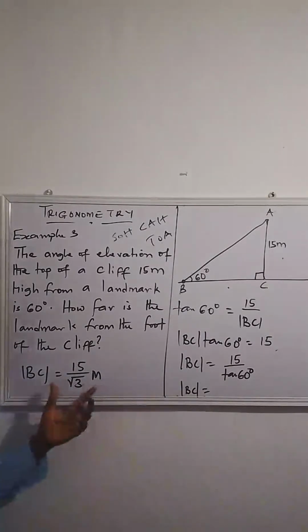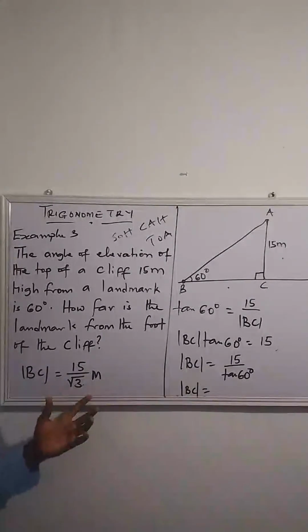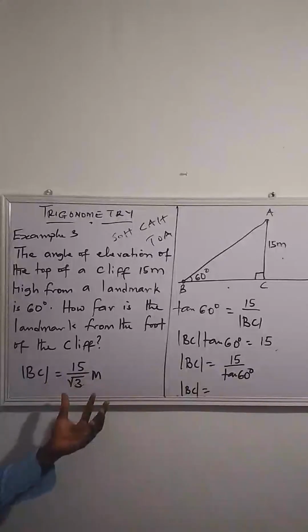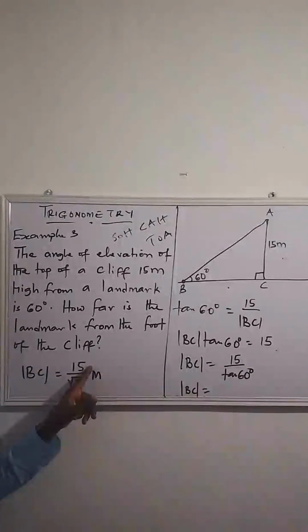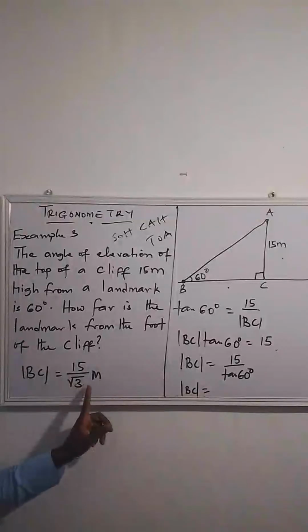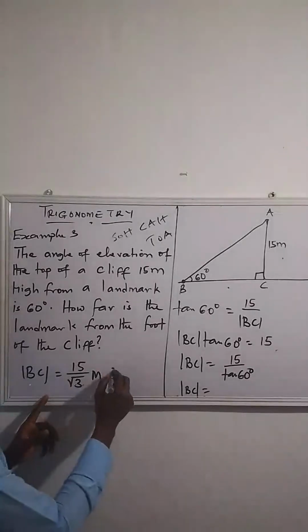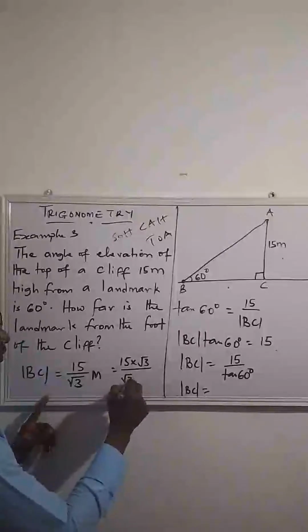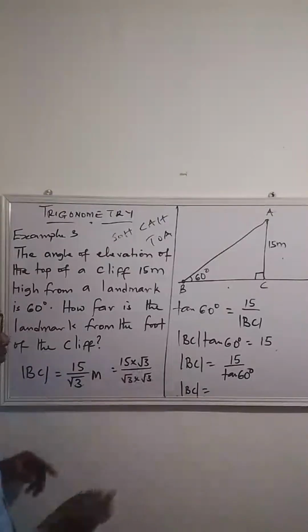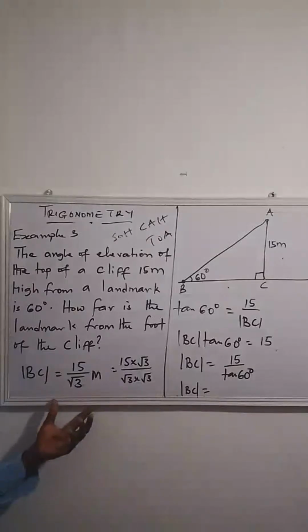I can also express my answer in another form. What I want to do is rationalize the denominator. I can leave my answer this way, but I can express it in another form. I will multiply the numerator by square root of 3 and the denominator by square root of 3. So this is also the same thing as 15 times square root of 3 over square root of 3 times square root of 3. I want every one of you to look at this.